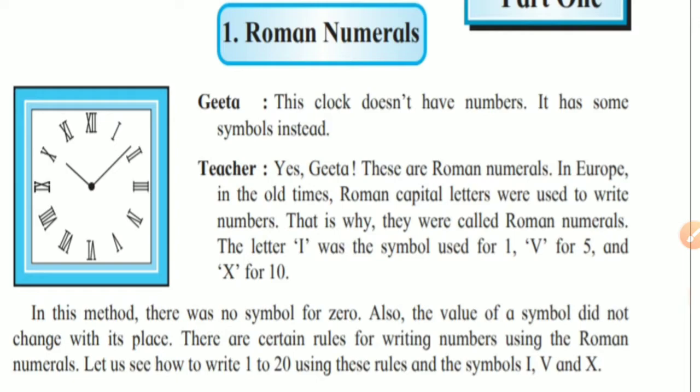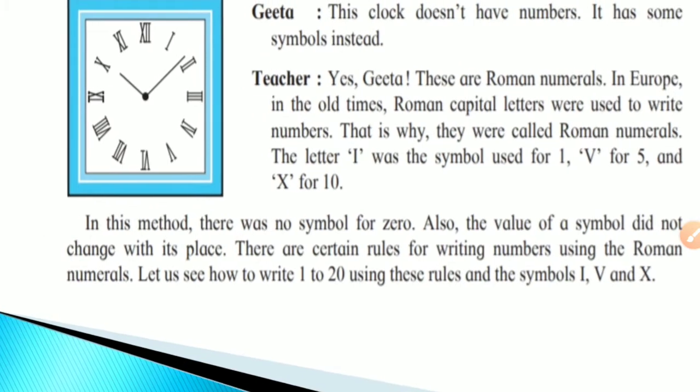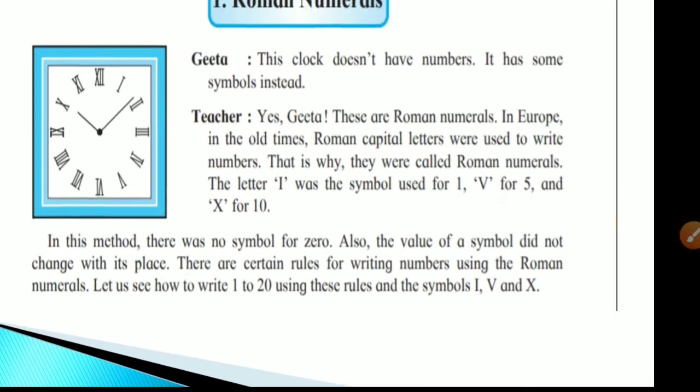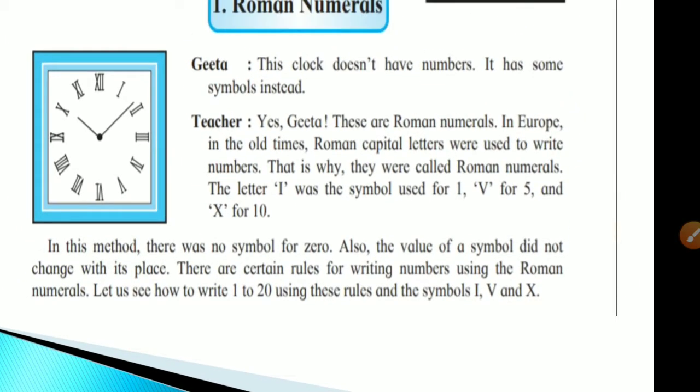The teacher was telling, yes, Gita, these symbols are known as Roman numerals. In the olden times, Roman people used Roman capital letters as their numbers. That is why they are known as Roman numerals. The letter I was the symbol used for 1, V for 5, and X for 10. Now, in this method, there was no symbol for 0. Also, the value of a symbol did not change with its place.